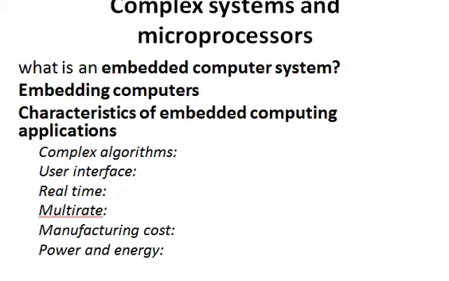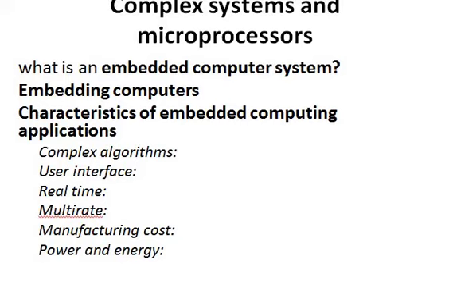Another definition for an embedded system is a combination of computer processor, memory, and input or peripherals that has dedicated functions within larger mechanical or electrical systems. Again, it's a part of electrical or electronic hardware and does some mechanical function. Most embedded systems make use of a microprocessor, and modern embedded applications also make use of a microcontroller. So the first topic we are going to discuss is complex systems and microprocessors.